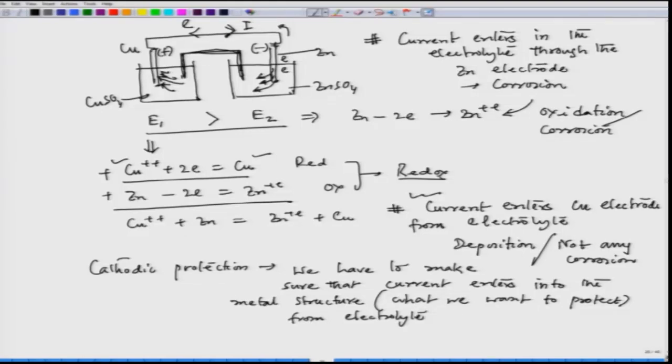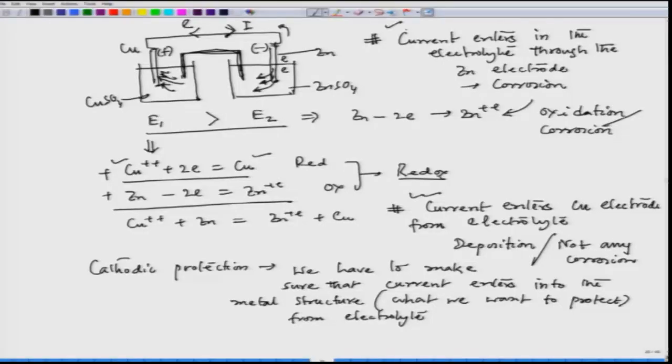And remember, wherever corrosion is taking place, since it has electrochemical nature, there should be a current flow, and you would see that wherever corrosion is taking place, the current is actually entering into the electrolyte from the metal. So this is the concept of corrosion, how to know where the corrosion is taking place, and this is the concept of cathodic protection. So two concepts we would know from this.